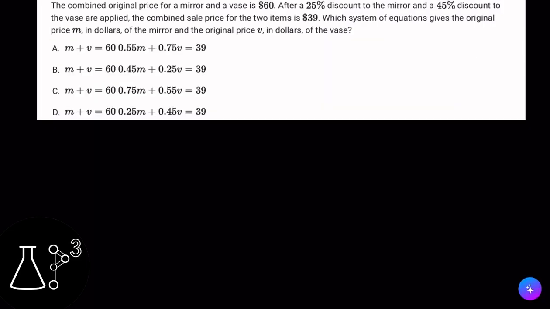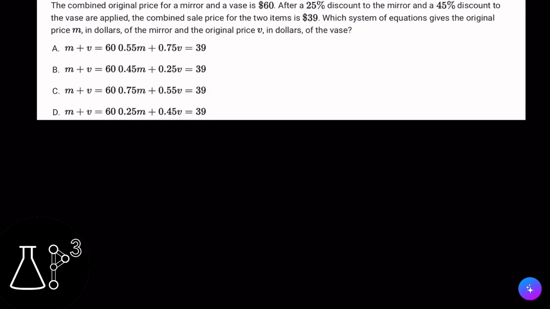Okay, let's look at this question. It looks a little bit complicated, but I'll show you what they mean. The combined original price for a mirror and a vase is $60. After a 25% discount to the mirror and a 45% discount to the vase are applied, the combined sale price for the two items is $39. Which of the systems of equations gives the original price M in dollars of the mirror and the original price V in dollars of the vase?